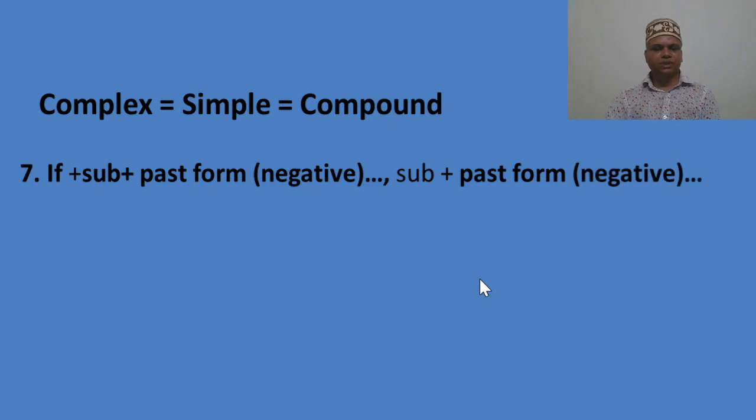Now the seventh rule, it is also a conditional sentence. Look at the sentence. If follows subject, any subject, not only second person, any subject, and past form. Past form will be in negative, and the verb of principal clause will be in negative. It will be also past form.